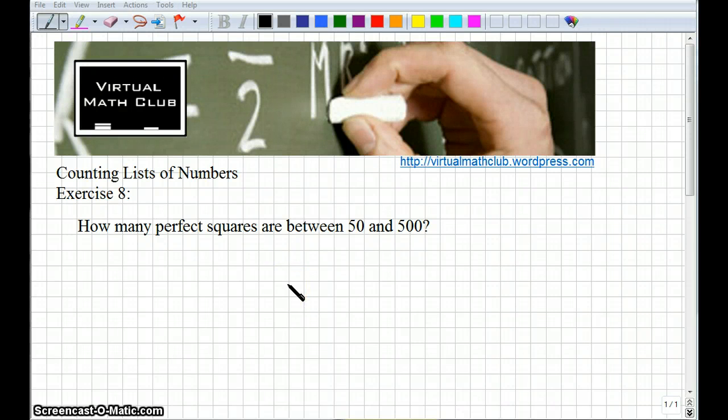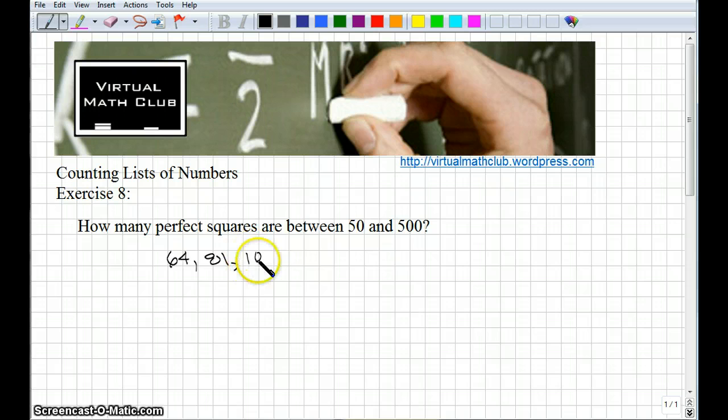Alright, this exercise asks how many perfect squares are there between 50 and 500? So, just like always, we can just start listing them out. Now, I know 7 squared is 49, but that's not quite big enough. So let's look at 8 squared. That's 64. And 9 squared would be 81.